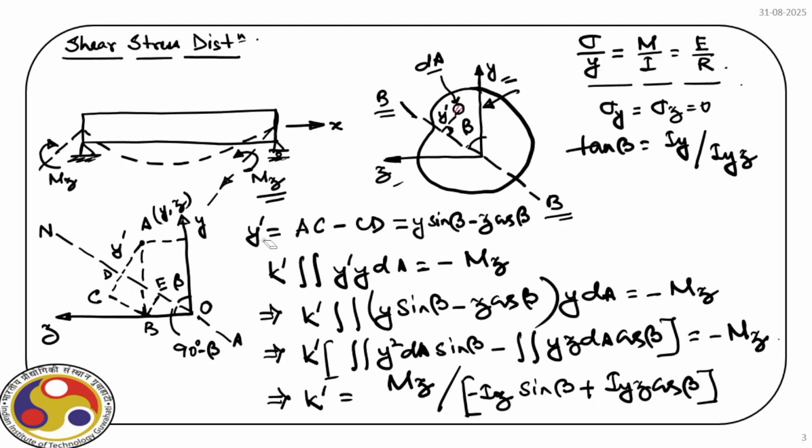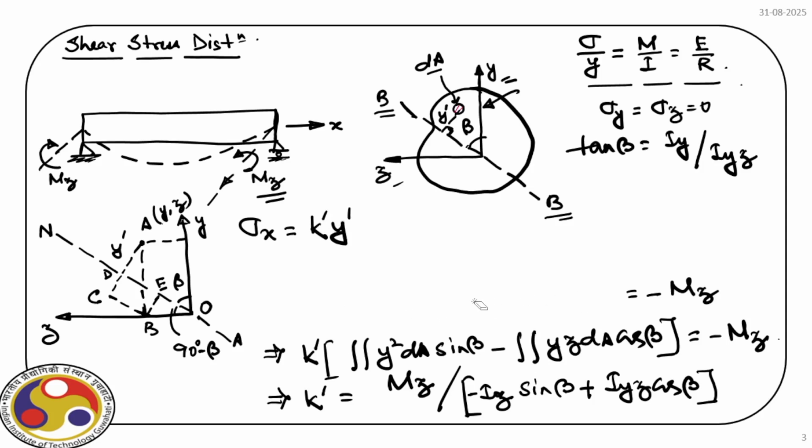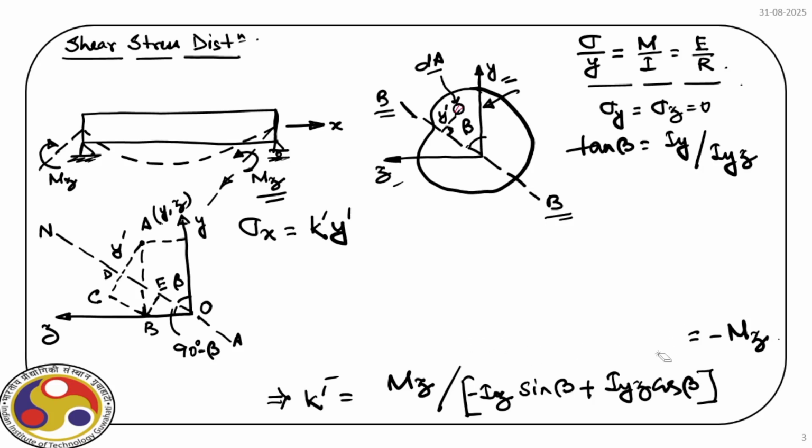So we have the expression of k prime, and then we can use this expression to find out the bending stress, right? So sigma x is equal to k prime times y prime that we derived at the very beginning. Now in place of k prime, we can put the expression that we have just derived, and we also know the expression of y prime. So now we have the bending stress for any asymmetric section.